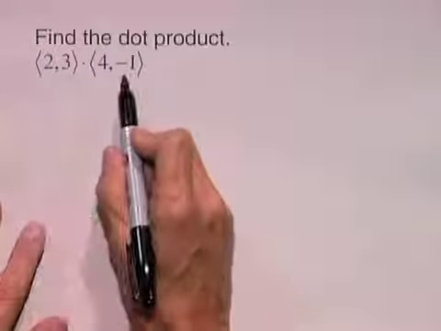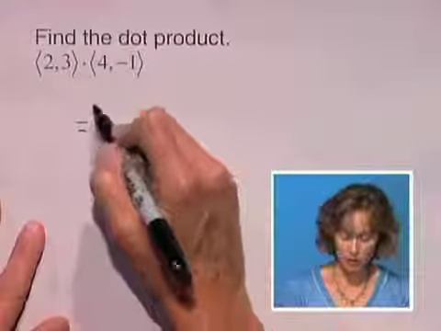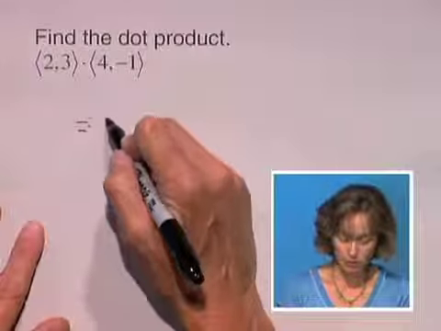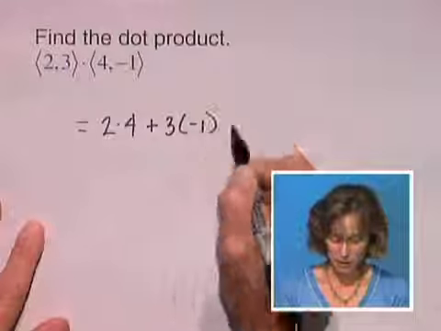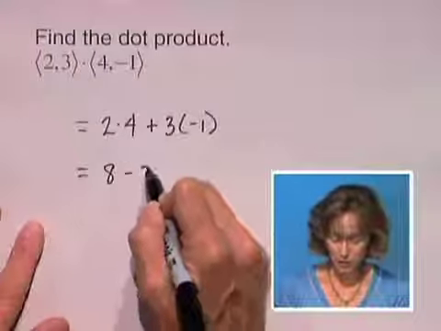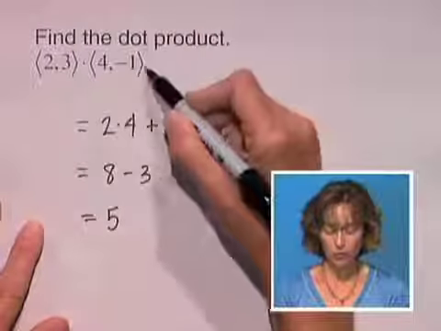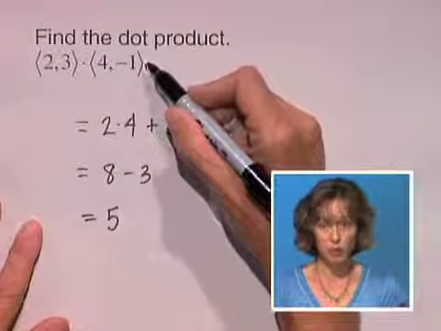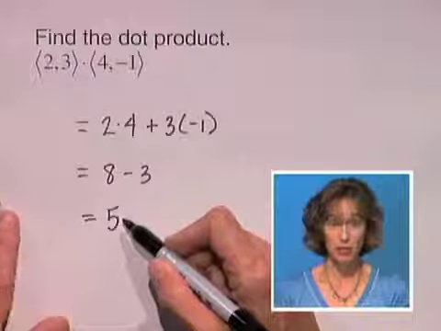Let's find some dot products. First, we want to find the dot product of the vector 2, 3 with the vector 4, negative 1. To find this dot product, what we do is we find 2 times 4 and add that to 3 times negative 1, which is going to be 8 plus negative 3, or minus 3, which is the number 5. 5 is the answer. 5 is the dot product. It's important every time you find a dot product to realize that your answer is a scalar, not a vector.